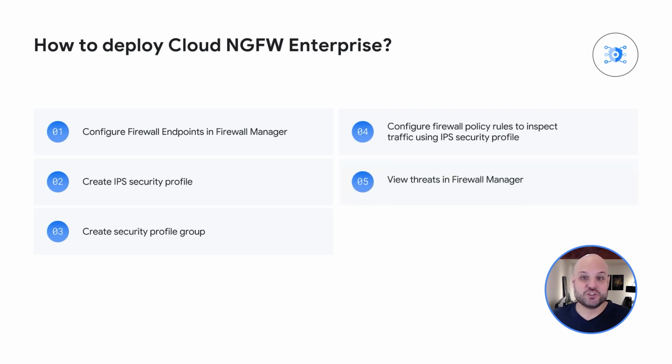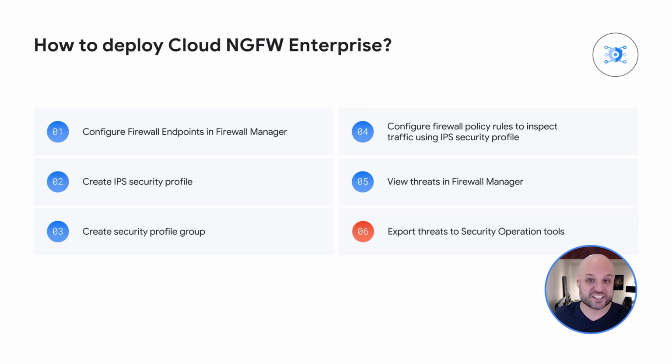Step five, you are viewing the threat logs in the Cloud NGFW dashboard, the threat menus, or directly into Cloud Logging. Step one, two, and three must be done at the organization level, whereas step four can be done at both the organization level or directly at the project level. And finally, you can send all of the threat logs to your security operation tool using a log sink and PubSub, or even use the Chronicle native integration directly in your console.